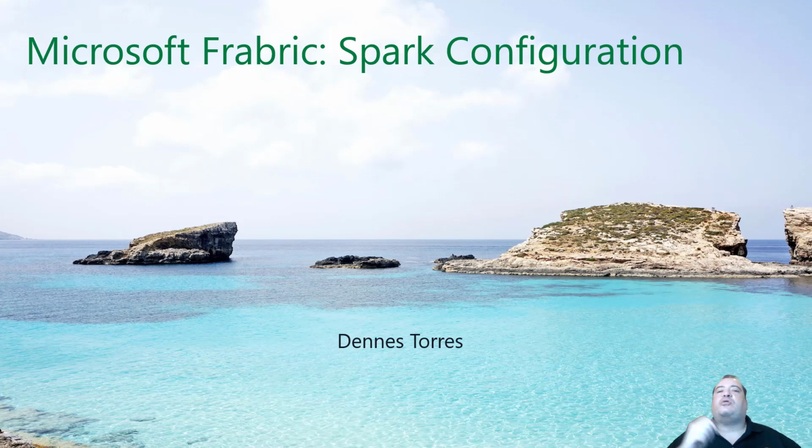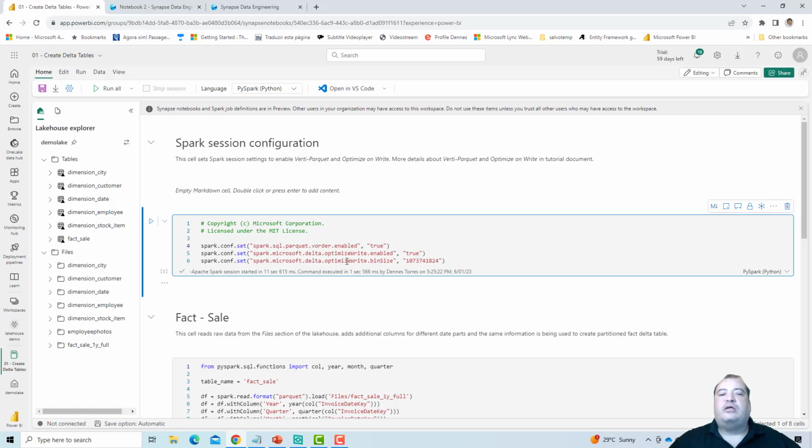This week we'll talk about Spark configuration. Let's go. You are seeing a notebook used to convert files in a lakehouse from the files area to the tables area. When making this conversion, which is in fact a movement of data from the files area to the tables area, we use some optimizations and we use the Spark configurations to make these optimizations.